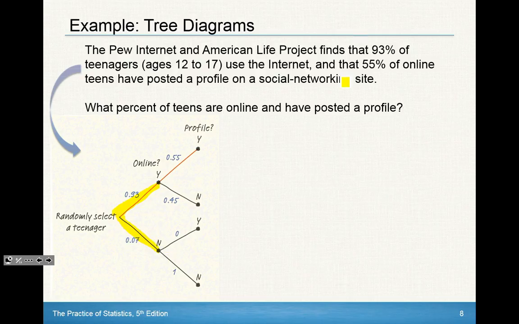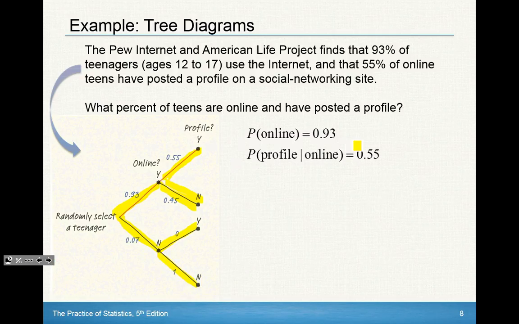And then it says, of the ones that are using the internet, 55% have this profile on a social networking site. So if they're on the internet, 55% of them do have a social network profile. So that leaves us with 45% that do not have a social network profile. If they're not on the internet, then they can't have a social network site. So that's going to be 0 for them having a profile, and for those not on the internet, the probability is 1 that they're not going to have a social networking profile. Hopefully that makes sense.